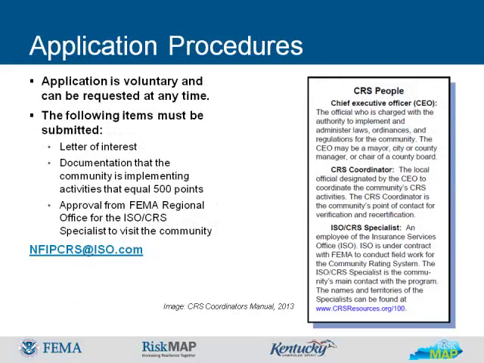To join CRS, a community must submit: 1. A letter of interest that states that the community is interested in joining the CRS, designates the community's CRS coordinator, and states that the community will cooperate with the verification process. 2. Documentation showing that the community is implementing activities that warrant at least 500 points. This can be done by using the CRS. 3. Approval from the FEMA Regional Office for the ISO CRS Specialist to visit the community and verify the creditable activities. The community may propose alternative approaches to these prerequisites that are more appropriate for local conditions.